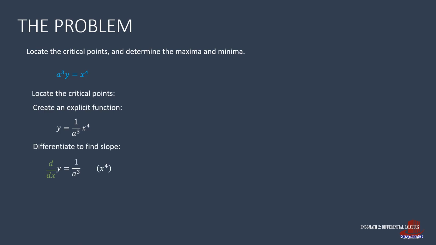dy over dx is y prime. 1 upon a cubed is a constant extracted out. Then the derivative of x raised to 4 is 4x cubed, with the derivative of x with respect to x from chain rule. dx over dx is 1. So y prime is simplified as 4x cubed over a cubed. Now equate this slope to 0, then cross-multiply a cubed to get 4x cubed equal to 0. So x is then 0.